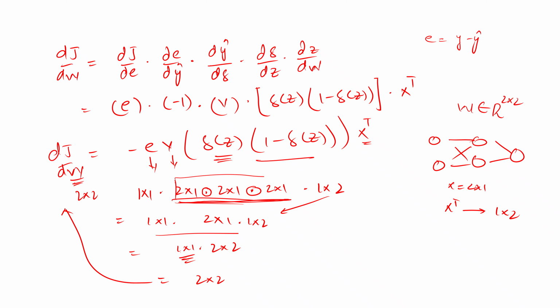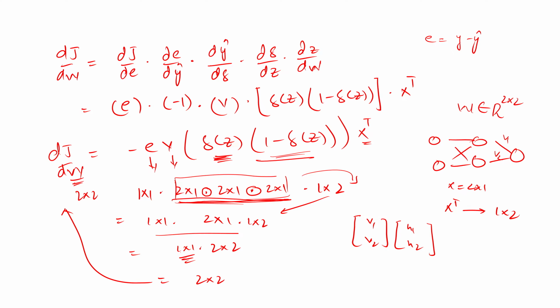Now the question is how to perform this multiplication. This is actually really simple. Let's say we have two outputs in this case, v1 and v2, right? So we will have v1, v2. Now for sigma of z, we have h1, h2, right?